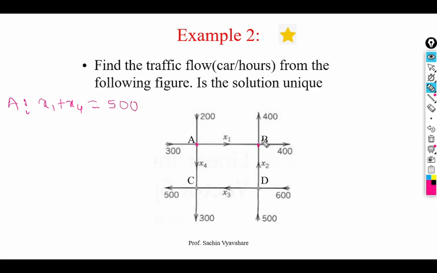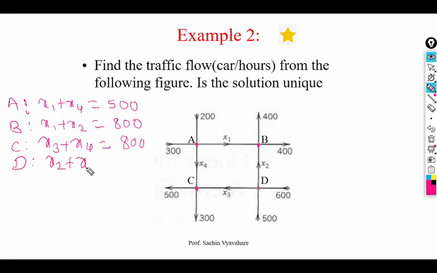Now if you come to point B, x1 and x2 are incoming. So x1 plus x2 is equal to 800. At point C now, x3 and x4 are incoming, and that is equal to again 800. And the last, at point D, where x3 and x2 are outgoing. So x2 plus x3 are outgoing, and that is equal to 1100, which are incoming. So 600 and 500 are incoming.